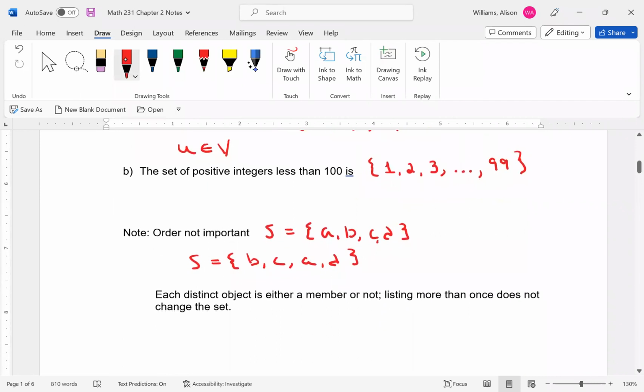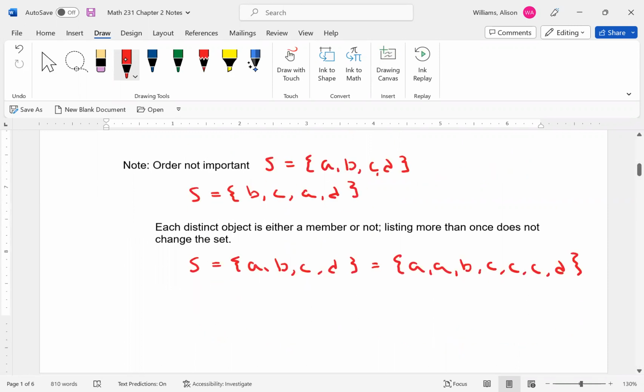Also, listing an element more than once doesn't change the set. So if you happen to list A 2 times, and then B, and then C like 3 times, however many times you want to list it out, it doesn't change the set. That's still the set S because it is still containing the same 4 elements.